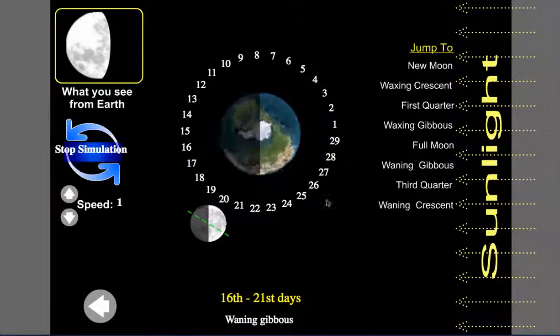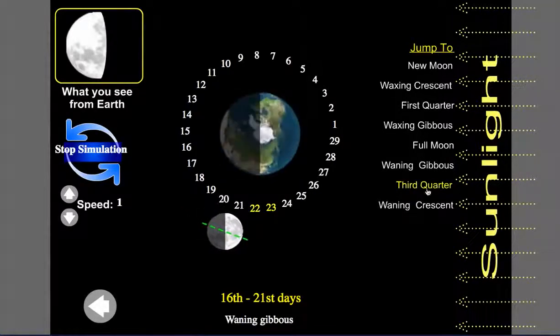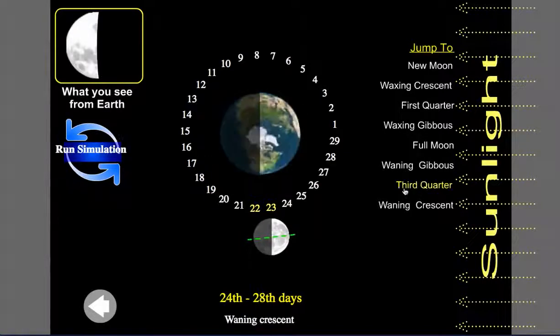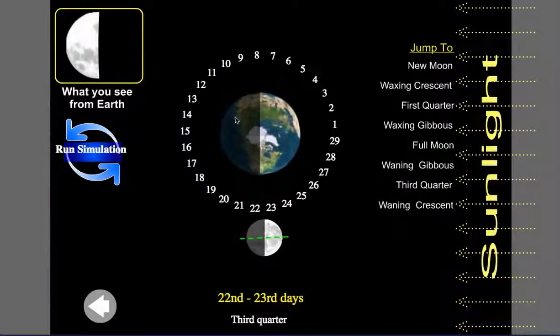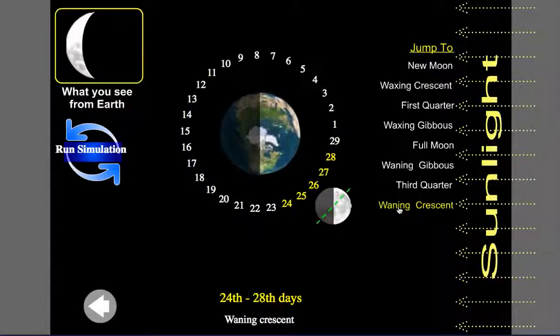Let's move all the way up to about day 21, day 22, and the third quarter. In this case, what you're going to see from the Earth, imagine you're on the Earth, is the light is going to be on the left. Right now we will call this the third quarter moon, and 3.5 days later, the waning crescent. Looking at the moon from the Earth, you're going to see a little bit of light on the left, and you're going to see mostly dark, as shown by this little dotted line.